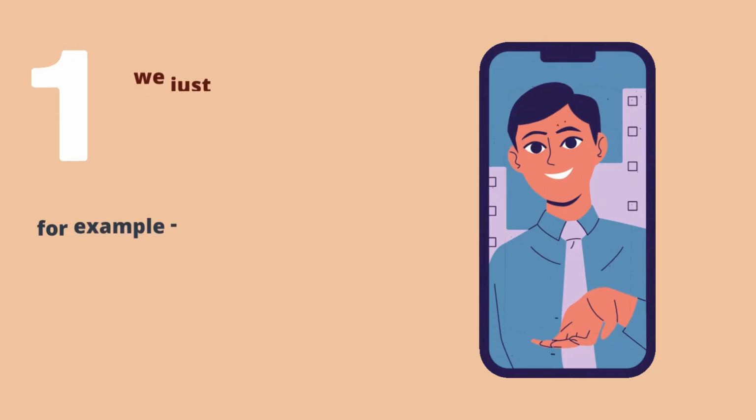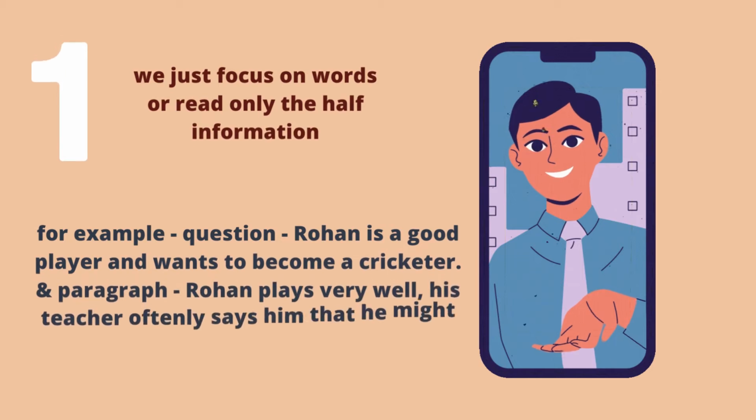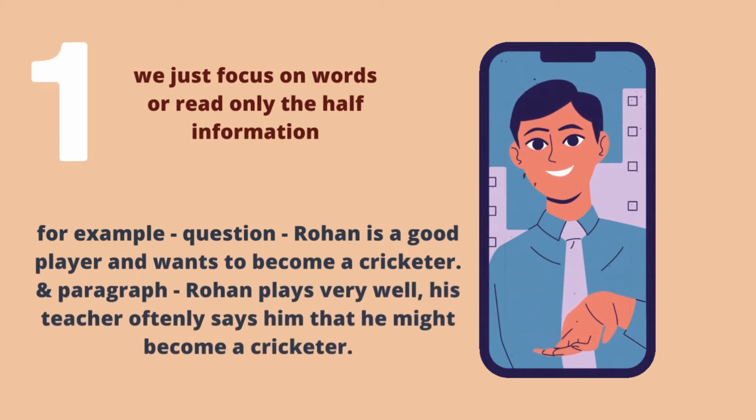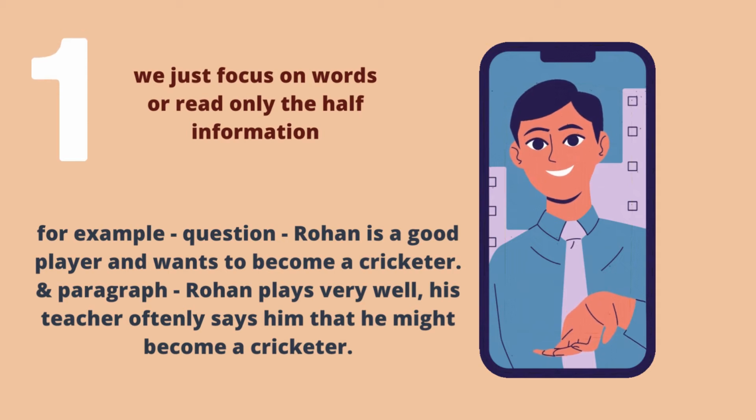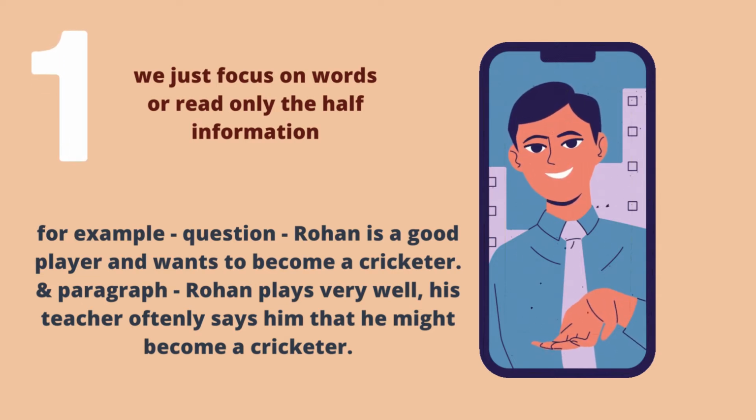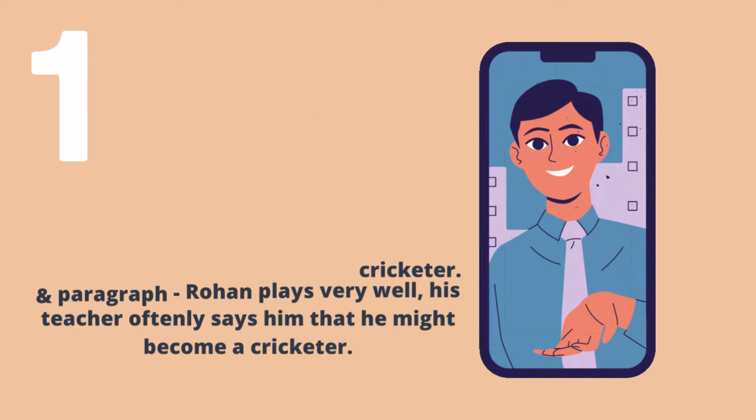So the first situation might be that sometimes we choose the wrong answer because we just focus on words or read only half the information. For example, the question says, Rohan is a good player and wants to become a cricketer. And the paragraph says, Rohan plays very well. His teacher often says to him that he might become a cricketer.